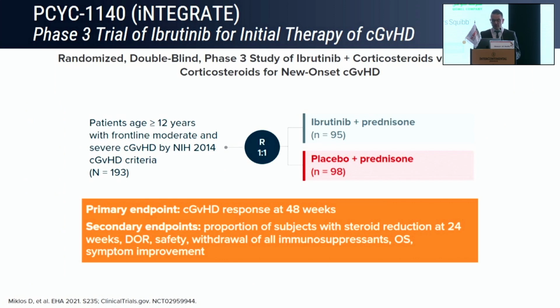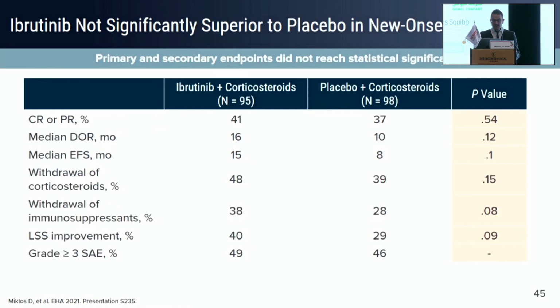Some of the attempts also tried to use those novel agents upfront to improve the response rate of steroids, and the attempt of adding ibrutinib to prednisone also failed to show any positive results.